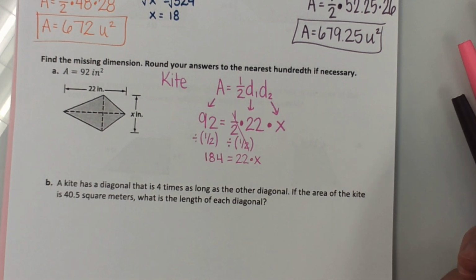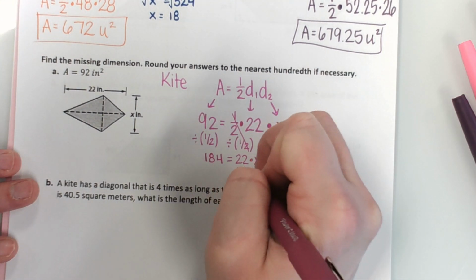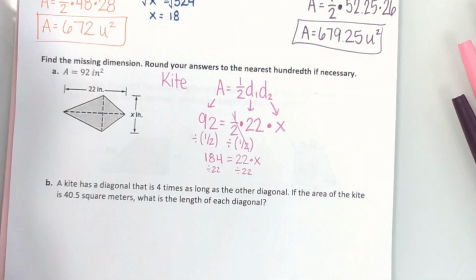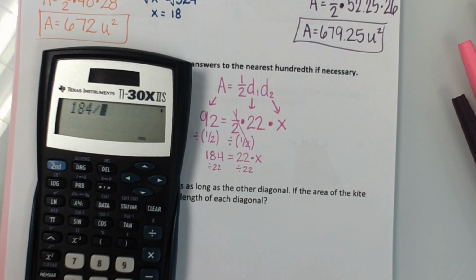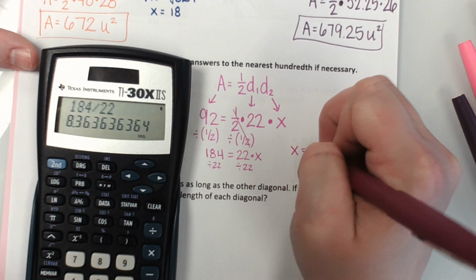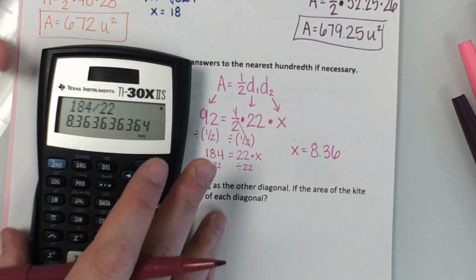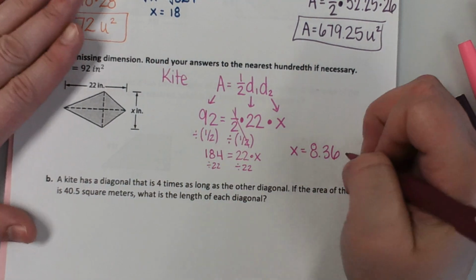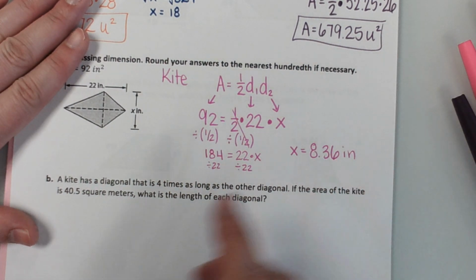Now, how do we get x alone? Subtract. Try again. Divide by 22. 184 divided by 22 is 8.36. And this is a length, therefore its unit is inches.